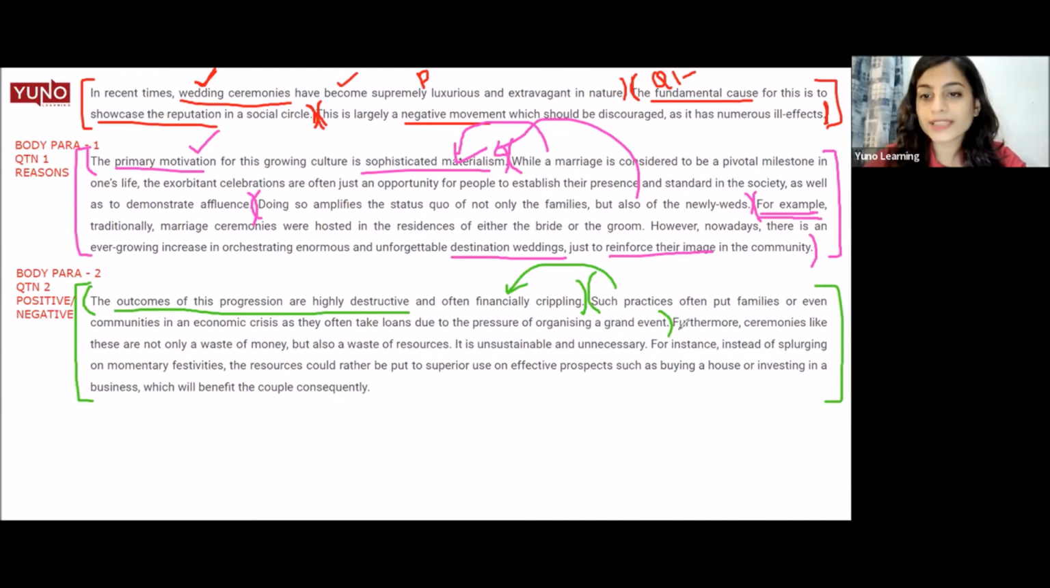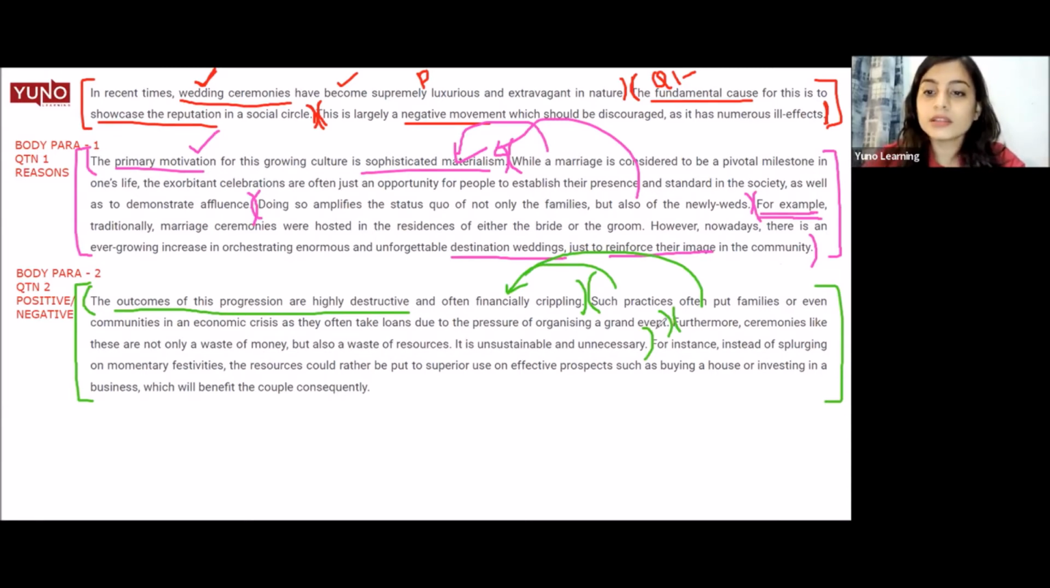Then I support it more. I say that furthermore, ceremonies like these are not only a waste of money, but also resources. Okay, it is unsustainable and unnecessary. Fine. 2 sentences here. Once again, supporting this part. They're all circling back to support one particular stand and the opinion which I'm having.